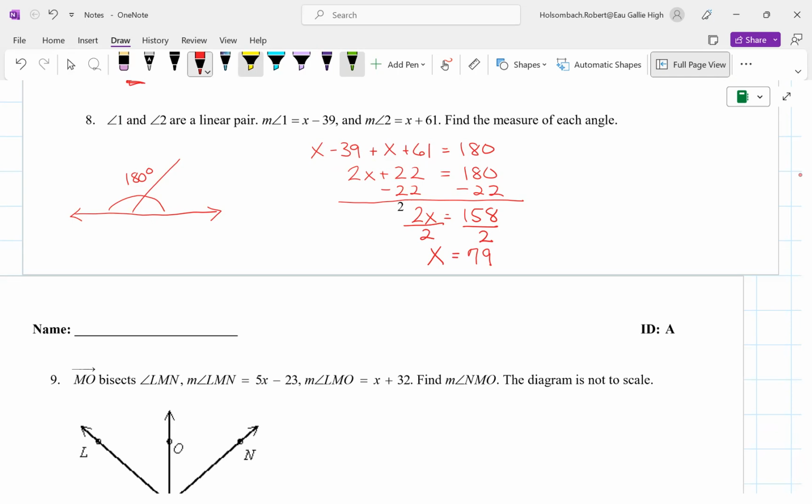But the question was to find the measure of each angle. So angle 1 is equal to 79 minus 39, which is 40 degrees. And angle 2 is equal to 79 plus 61, which is 140 degrees. So those are your two angle measures.